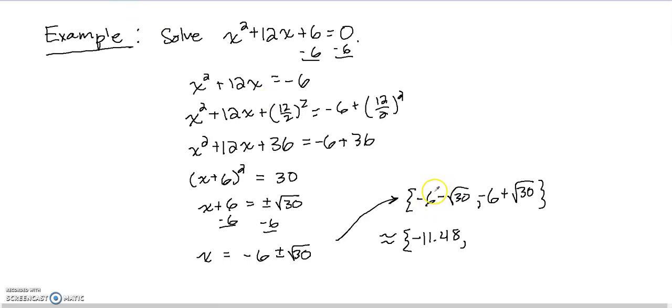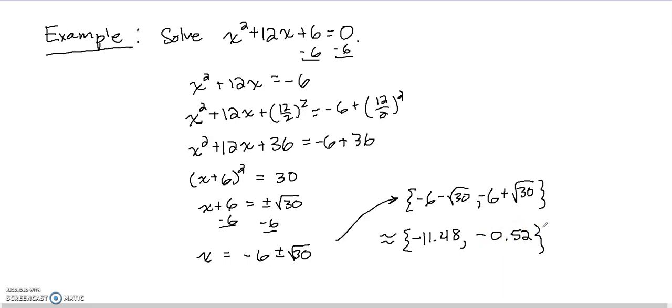All right, so negative 6 plus the square root of 30 comes out to negative 0.52. Okay, and that is it for the method of completing the square.